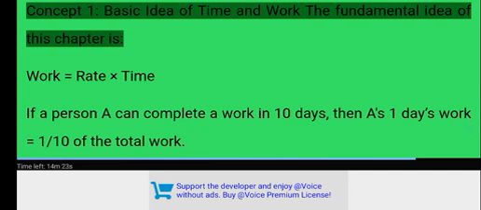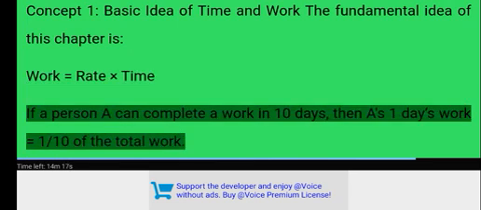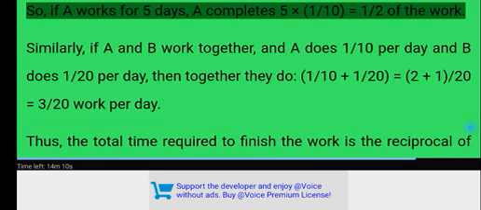Concept 1. Basic idea of time and work. The fundamental idea of this chapter is work equals rate times time. If a person can complete a work in 10 days, then A's 1 day's work equals 1/10 of the total work. So, if A works for 5 days, A completes 5 times 1/10 equals 1/2 of the work.